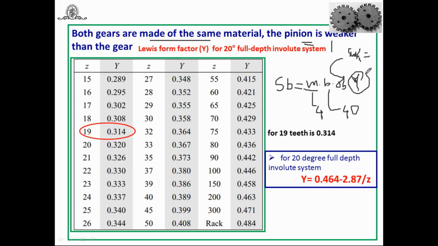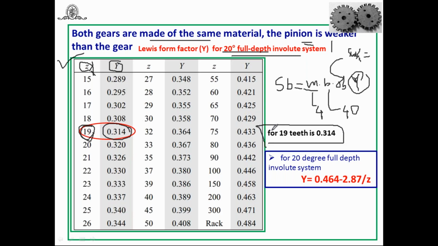But Y is the Lewis form factor. Now what do you have to do? For the 20-degree full depth involute system, it is mentioned in the problem statement. One thing is you can refer to a chart or a table. In the table, in one column the number of teeth are given, and in another column the Lewis form factor Y is given. By referring to the chart, the number of teeth on the pinion, how much? 19 is given. So what is the value of the Lewis form factor?